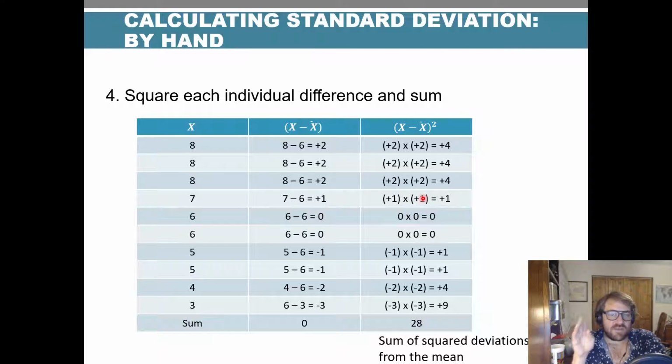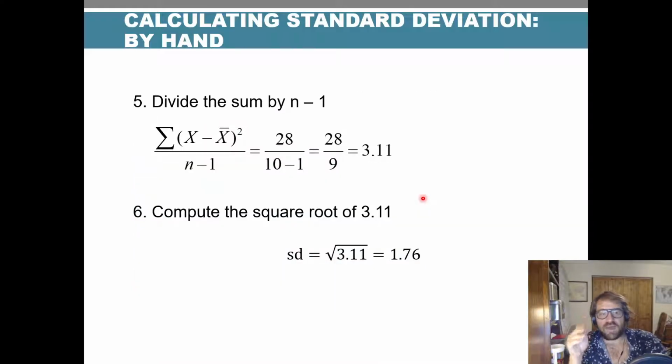Okay, now this is a sample. So we're going to divide by n minus 1, not n. And we have 10 items, so that means that n minus 1 equals 9. So we're going to put 28 over n minus 1, which is 9. 28 over 9 is 3.11. We have one thing left to do, which is take the square root of 3.11. And that is 1.76. Hey, that's the standard deviation of that set of numbers.